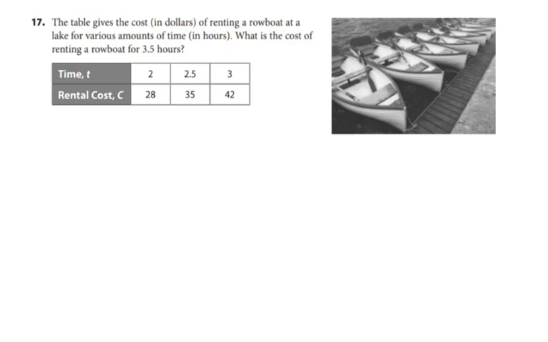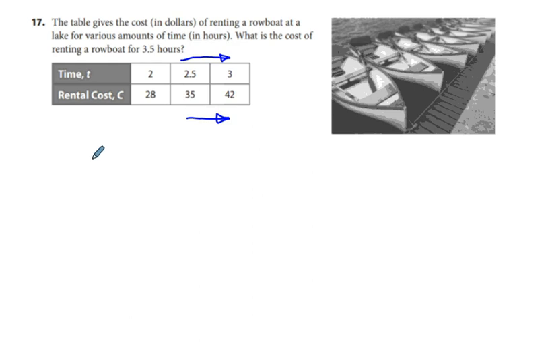Next on our problem, 17. The table gives the cost in dollars running a rowboat at a lake for various amounts of time, in hours. What is the cost of running a rowboat for 3.5 hours? Well, here we have a situation where our time T is going up at the same time our rental cost C is going up. So this would not be a candidate for inverse variation, but rather direct variation.